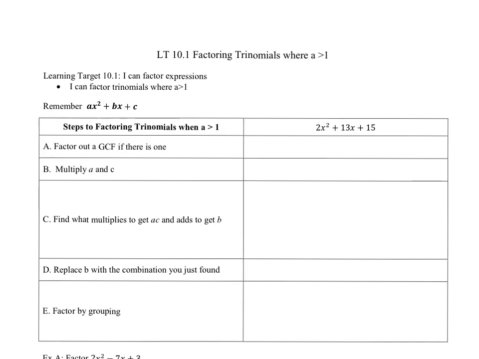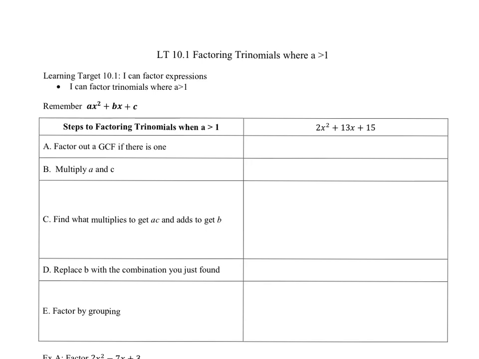All right, more trinomials. So this time we are going to do trinomials that have an a value that is greater than 1. So last time we did ones where there really wasn't an a value and you figured out what multiplied to get c and added to get b. This time we have an a value, so there's a little bit of a different process with it.